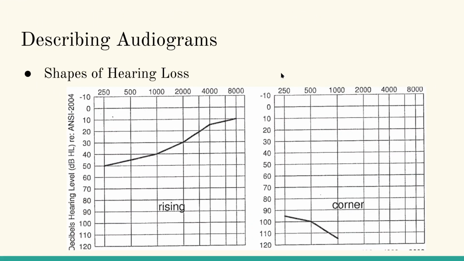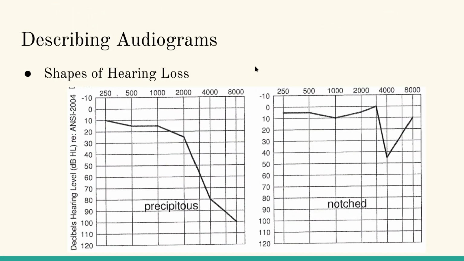Rising audiogram, or a reverse sloping audiogram, improving from the low frequencies to the high frequencies. Pretty clear cut, reverse slope or rising audiogram. Either descriptor is fine. Then here's that corner audiogram I was talking about, where you have very little hearing, lots of hearing loss, predominantly in the low frequencies. You would call that a corner audiogram. This is the situation where you might test 125 hertz.